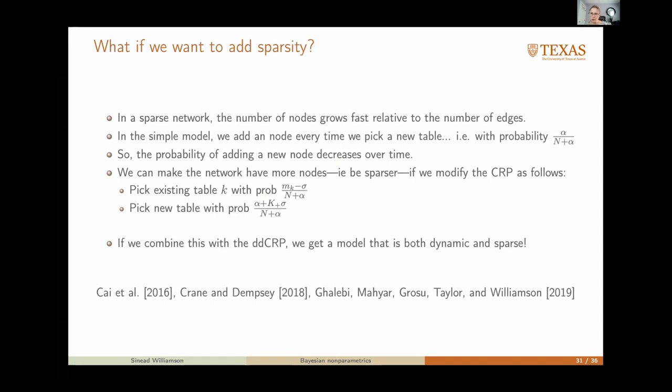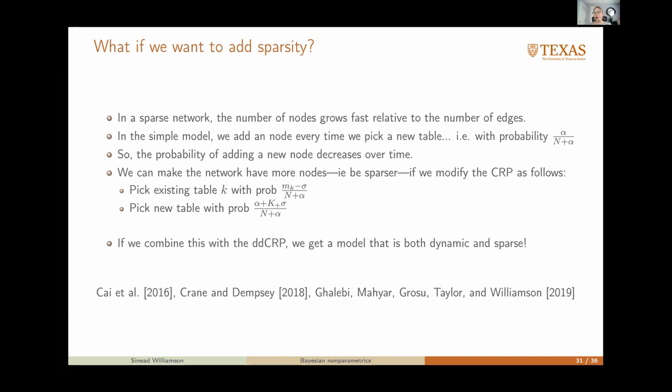So if we want to capture sparsity, then we're going to need to make the probability of picking a new node bigger, right? We want that probability of starting a new table to stay big enough to make sure we're adding enough nodes. Now, normally in the CRP, we add a new table with probability proportional to alpha, and it's actually going to be alpha over n plus alpha. So that probability of seeing something new is going to decrease over time. And we're more likely to pick an existing table, with probability proportional to the number of people at that table over n plus alpha.